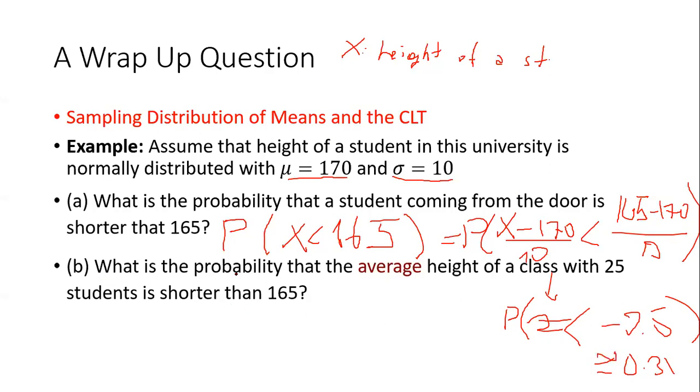And the next question: what is the probability that the average height of a class with 25 students is shorter than 165? Now, what does this question ask? This one asks, what is the probability that your X bar is smaller than 165? Is that true? Cenk, is that true? Is it X or?